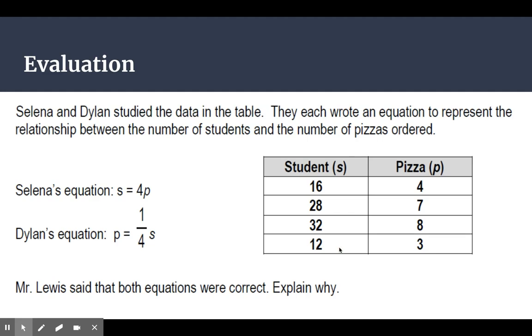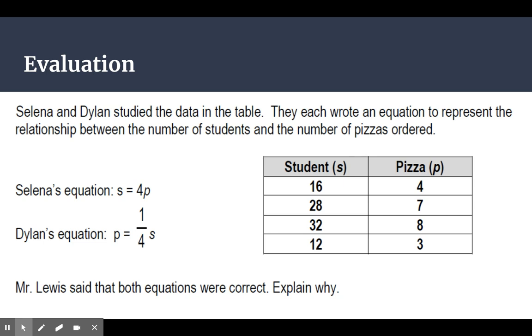Now, it's time for our final wrap up and our evaluation activity for this lesson. It says Selena and Dylan studied the data in the table. They each wrote an equation to represent the relationship between the number of students and the number of pizzas ordered. Selena's equation was S equals 4P. So she said that you can find the number of students by taking 4 and multiplying it by however many pizzas.